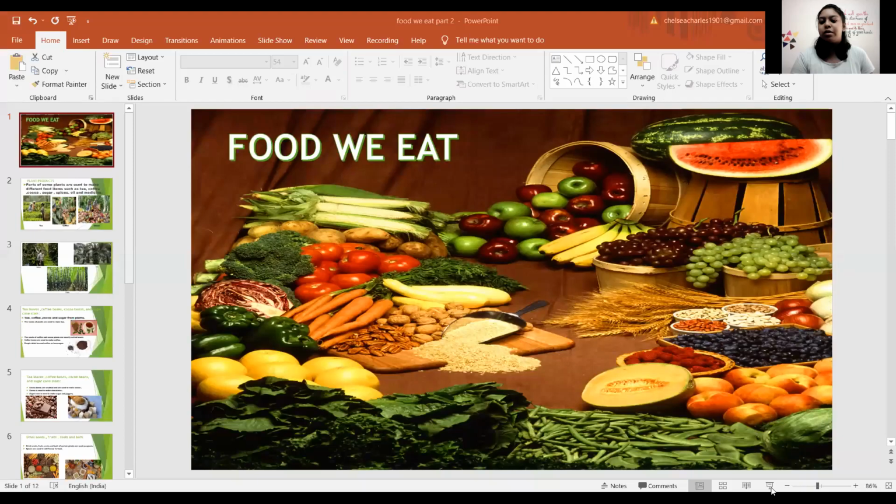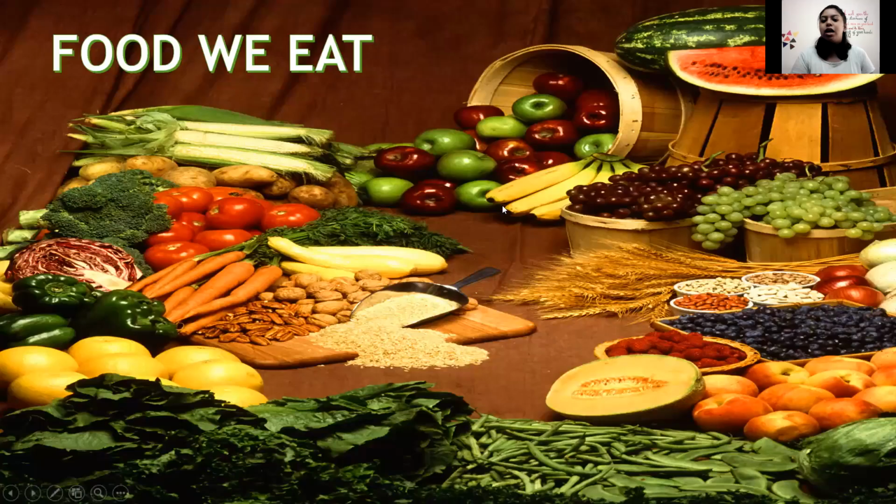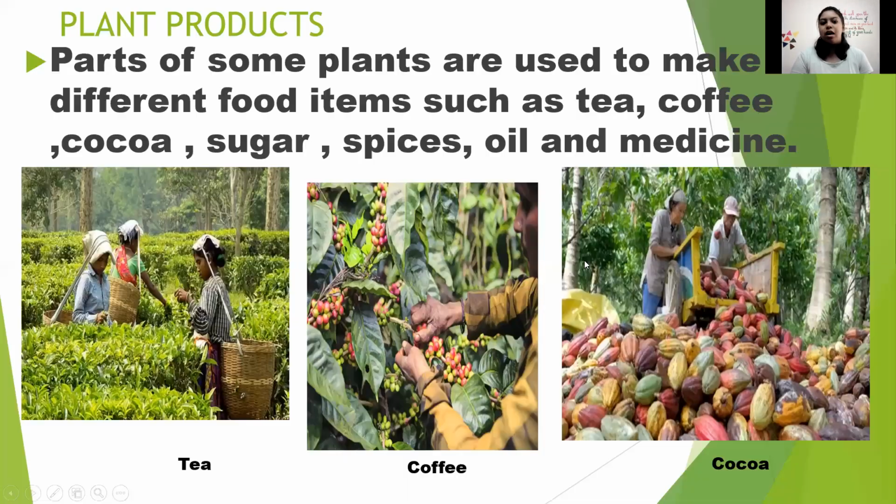So let me share my screen. Okay, so we already learned about the different types of plants and the edible parts of plants that we eat. Today we'll be talking about the plant products. Parts of some plants are used to make different food items such as tea, coffee, cocoa, sugar, spices, oil, and medicines. So these are the different food items that we get from plants and we use them.